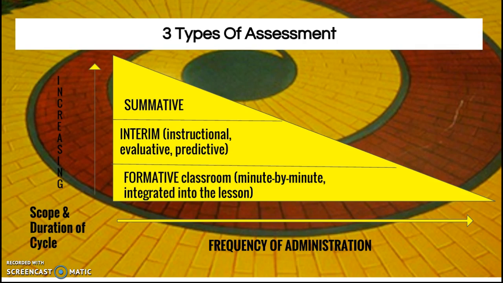There are three types of assessment that will promote student achievement according to Perry, Marion, Gong, and Wurtzel. As you can see from the figure, there is differentiation in the frequency of administration and an increase in the scope of the material covered in the assessments.